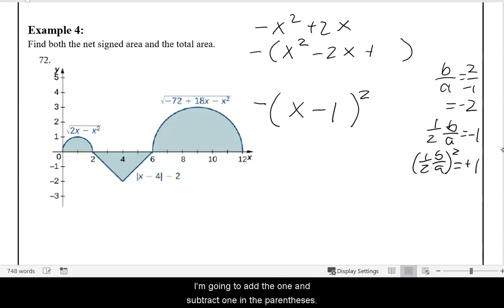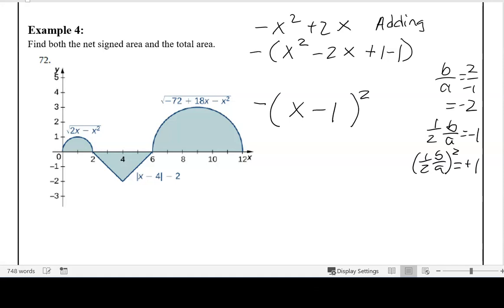I'm going to add the 1 and subtract the 1 in the parentheses. We call this adding 0. Adding 0 does not change the value of the expression. It does, however, give me a different way of writing it. The first 3 terms inside the parentheses become the binomial squared. The last term, however, is not a part of it.